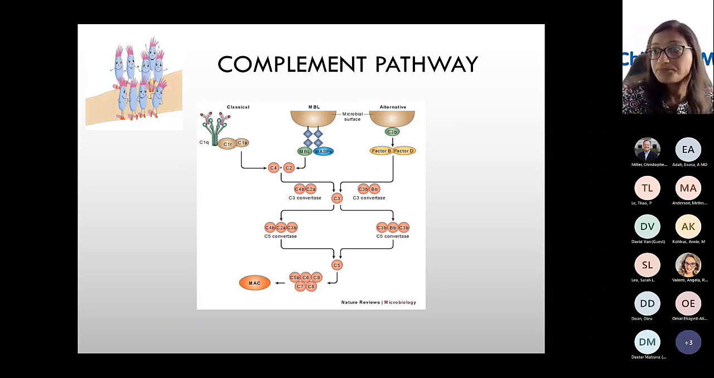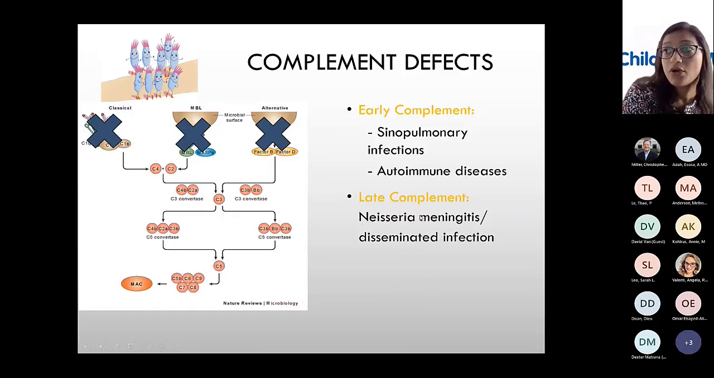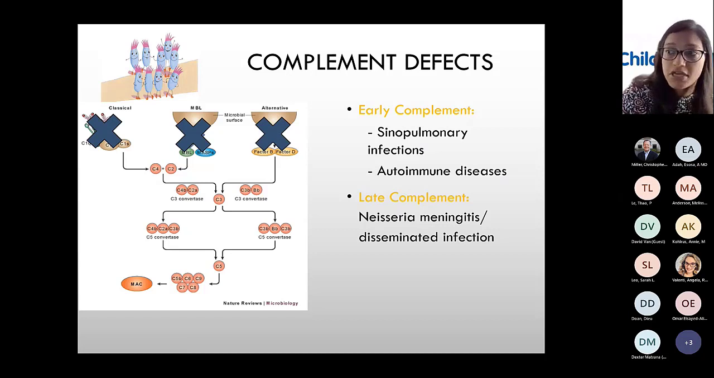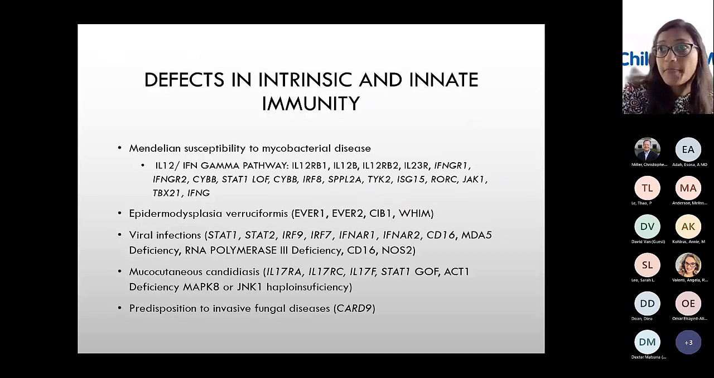We are almost done. So complement pathway, we looked at different pathways that can be analyzed, classical, alternative, or MBL pathway. The early part of the complement, if it's defective, can cause infections similar to antibody deficiencies, but this late complement or common pathway defects can present in a little different ways. So early complement defects, sinopulmonary infections, and autoimmunity. Late complement defects present with encapsulated organism infections, such as Neisseria meningitis or disseminated infection.